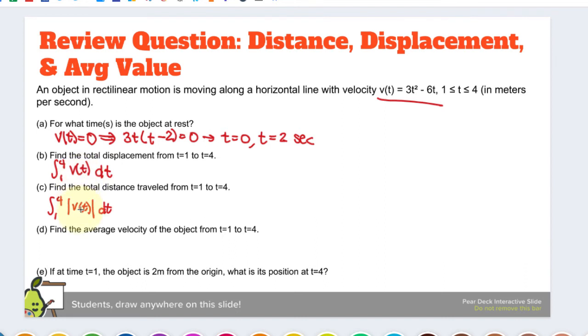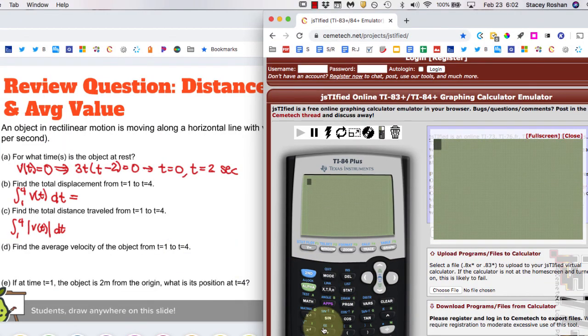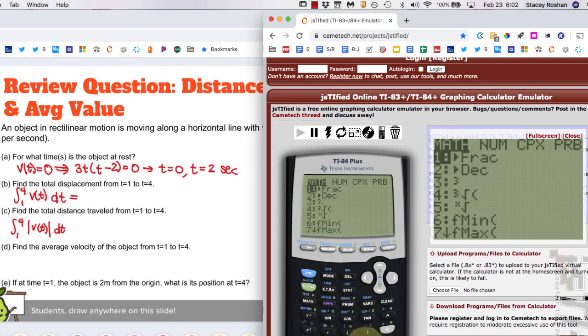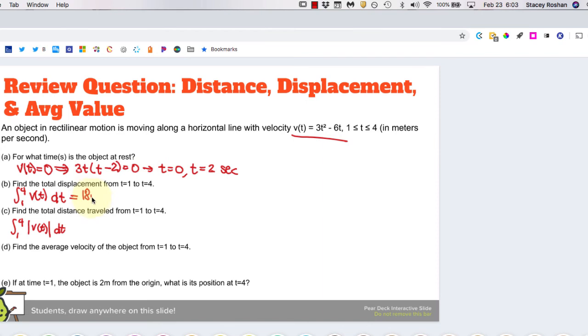So they're different questions. Now, if I have my calculator, I'm just going to math 9 it, and I'm going to show you how I'm going to do it. I'm going to put in y1 that 3t squared minus 6t. Then I'm going to go to my home screen, and I'm just going to math 9. I'm going from 1 to 4. If I'm doing displacement, all I'm going to do is vars and go over to y vars, select y1 and dx, and that's going to be my answer, 18 meters, because I had meters per second for velocity, so meters.